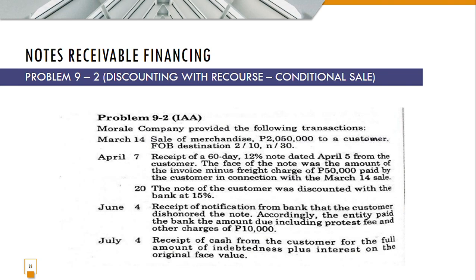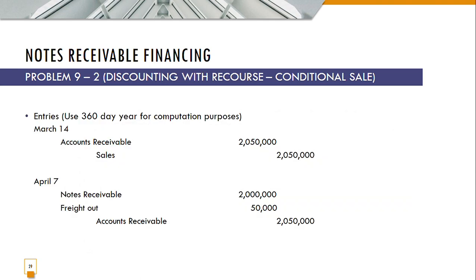On July 4, that is 30 days from the actual due date of June 4, you received cash from the customer for the full amount of indebtedness plus interest on the original face value. So for the purposes of this problem, we're using a 360-day year. Okay, so March 14, you have accounts receivable of 2,050,000. On April 7, you receive the note and you record freight of 50,000.